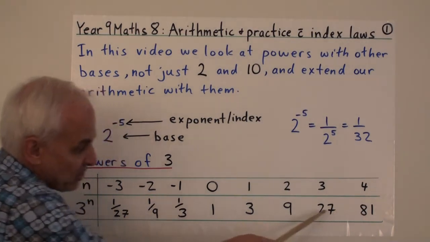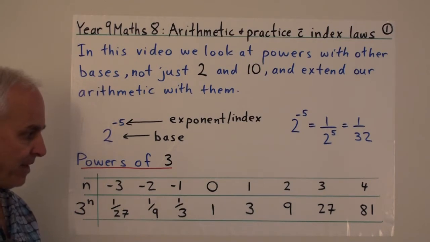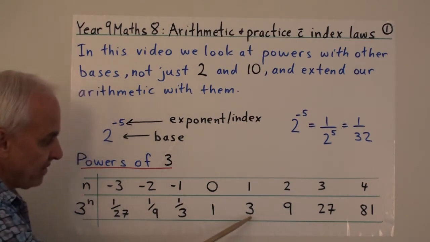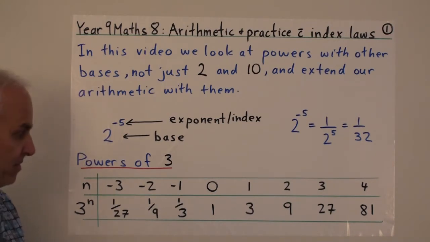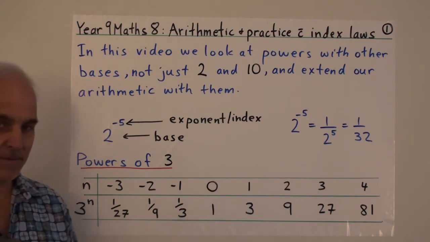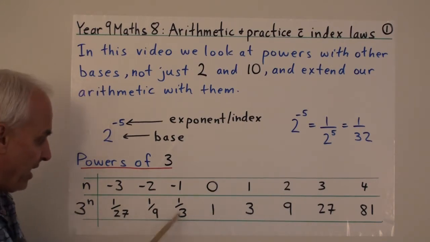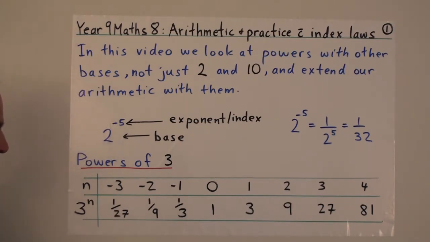Conversely, if we go in this direction, we're dividing by 3. That makes it kind of obvious that this entry here should be 1, which corresponds to what we've seen with powers of 10. So 3 to the 0 is 1. If we divide by 3 again, 3 to the minus 1 is 1/3, 3 to the minus 2 is 1/9, 3 to the minus 3 is 1/27, and so on.